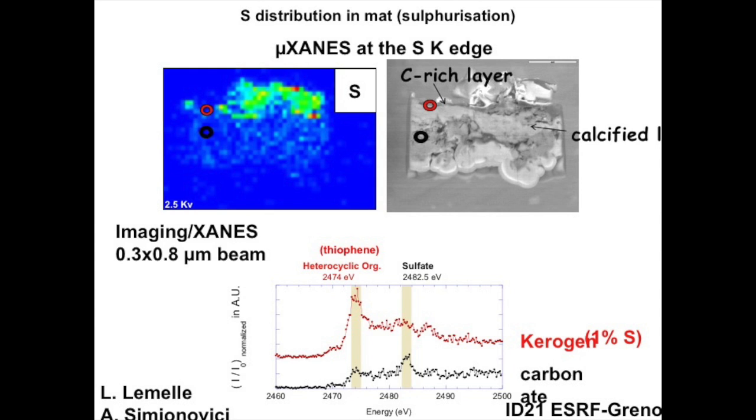We can also have a look at inorganic sulfur in the form of sulfate, and there is a little bit of sulfate associated with carbonates here. Again, another indication that we're probably dealing with the activity of sulfate-reducing bacteria. And I'll note here Laurence Lemel, Alex Simionovici, the ESRF in Grenoble. These are people with whom I've done this work.